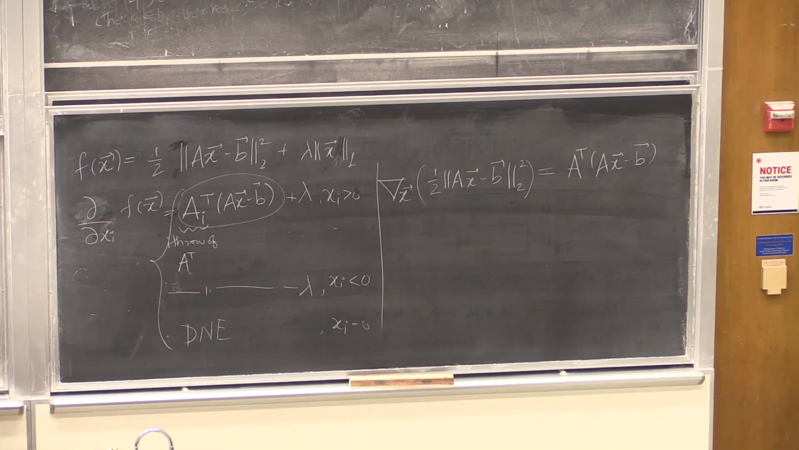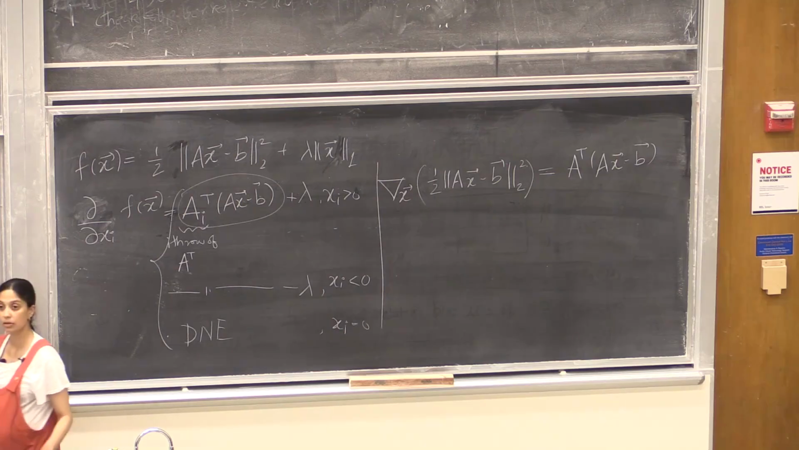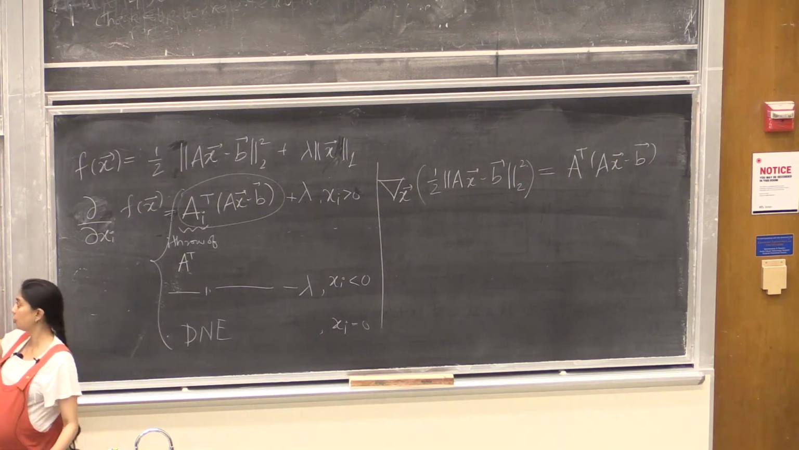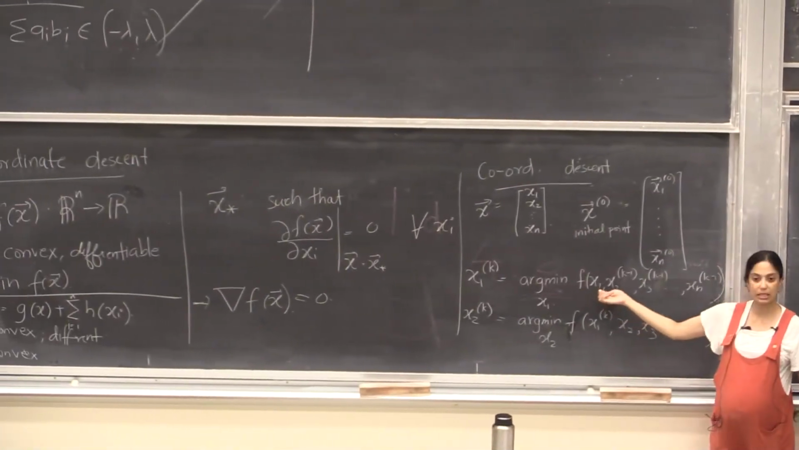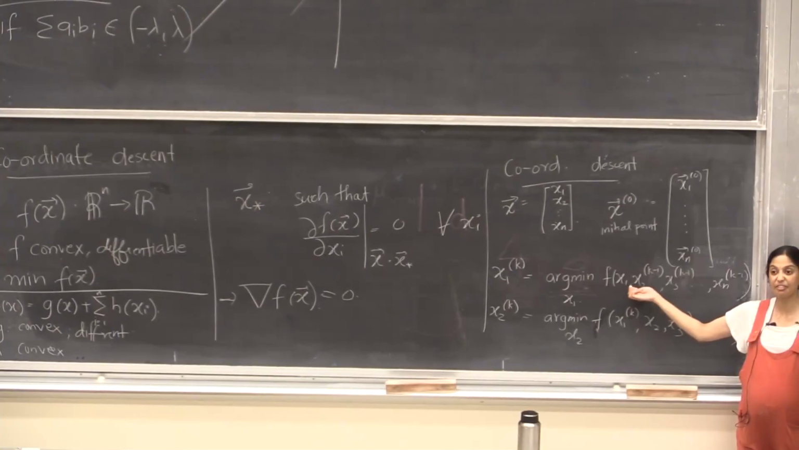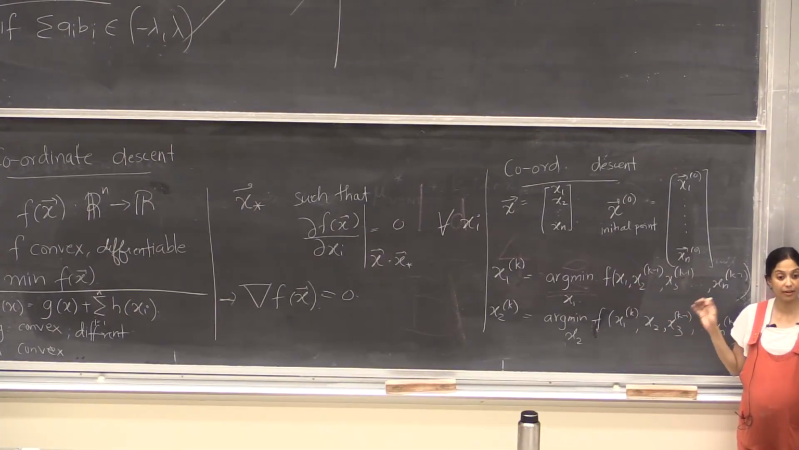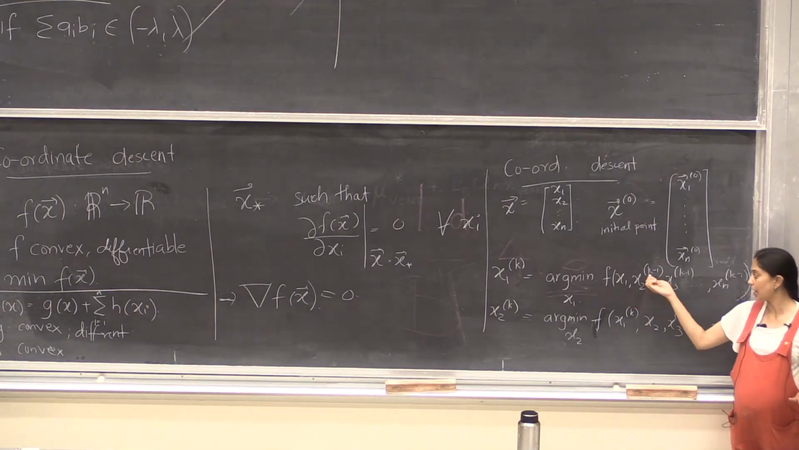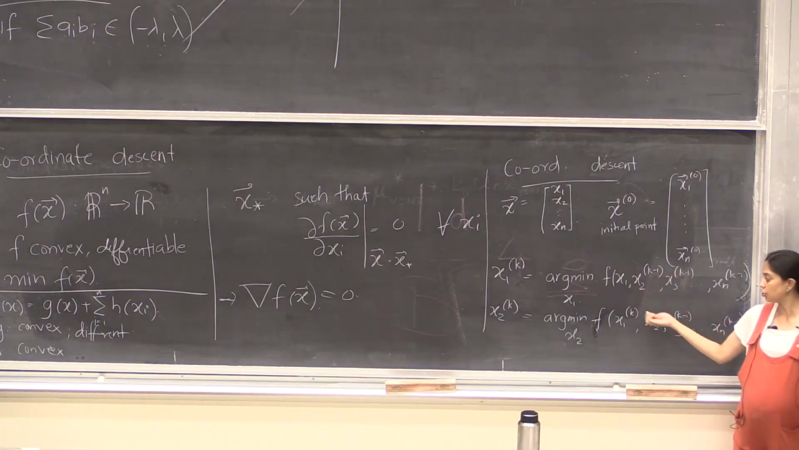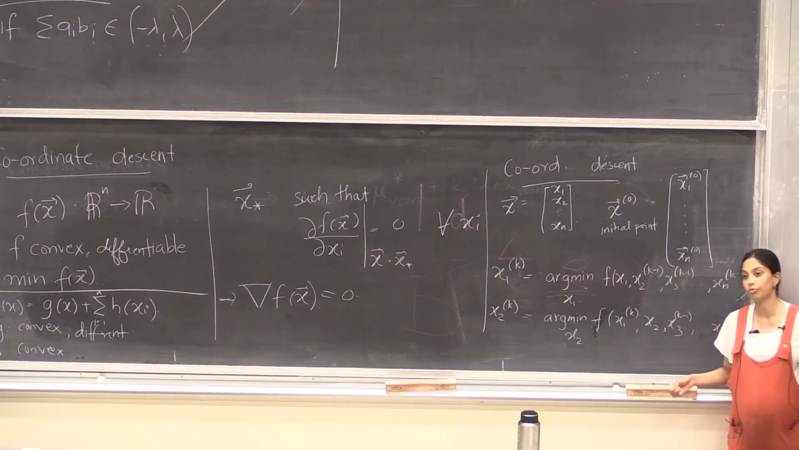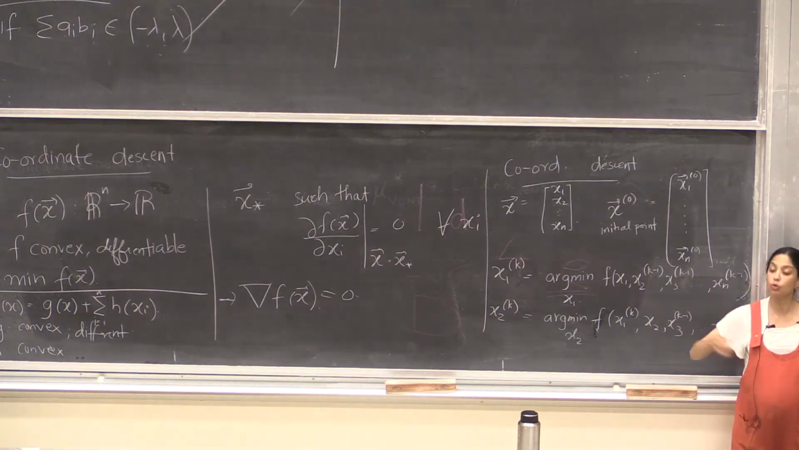Yes? Once you minimize for x1, is that the final x1? Oh, good question. Just to make it clear, once I minimize this x1, is that the final x1? No, that is not the final x1. The way this works is I do this many, many times. I'm going to do x1, x2, x3, all the way to xn, and then I'm going to do it all over again. And I keep doing this until I converge.